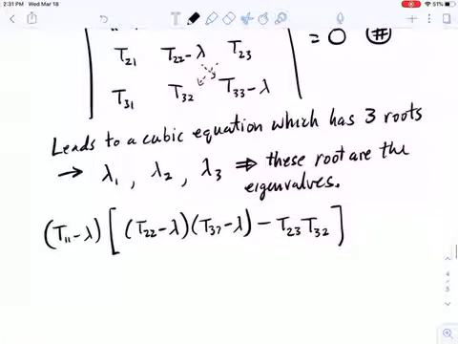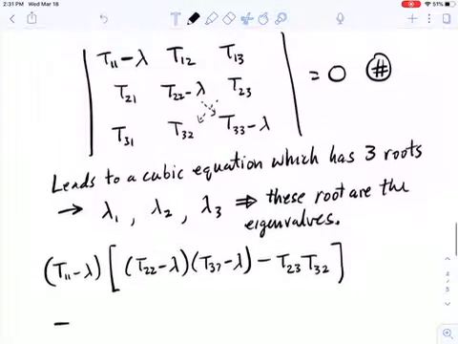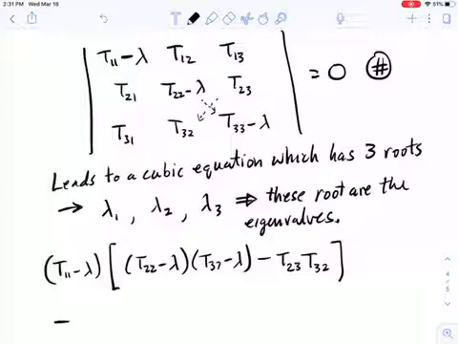If this was a rotational inertia tensor, it would be symmetric, so T23 and T32 would just be T23 squared. But in general, you don't have to have a matrix that is symmetric. Okay, and then what you would do is take minus the second element in the top row, and then we would do a cross multiplication like this.